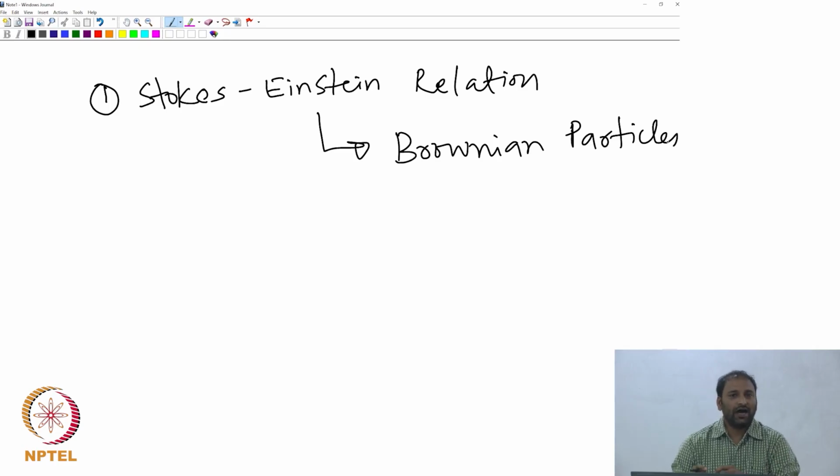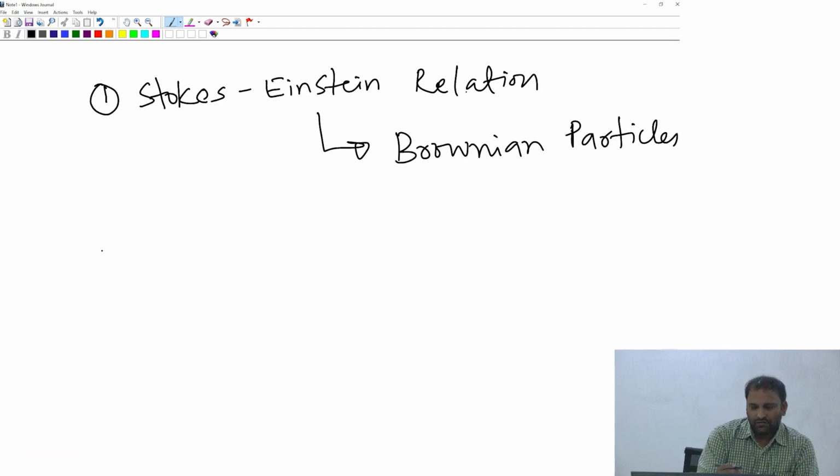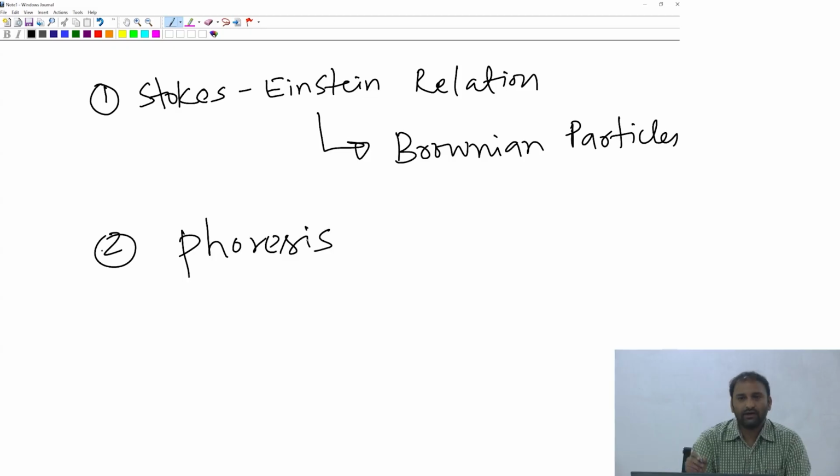If you have a particle dispersed in a fluid, if you want to measure its diffusivity or its particle size, this is one of the widely used relations. We're going to talk about phoresis, which basically refers to the motion of a particle in a fluid. You can set a particle into motion by using an external field, right?